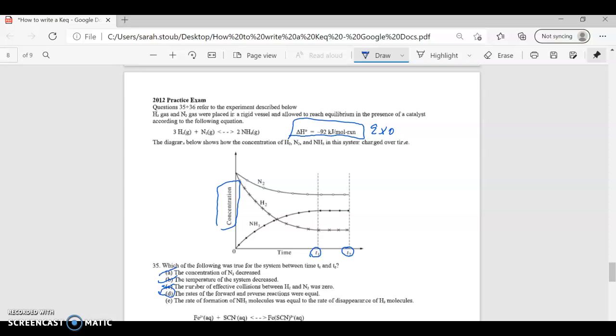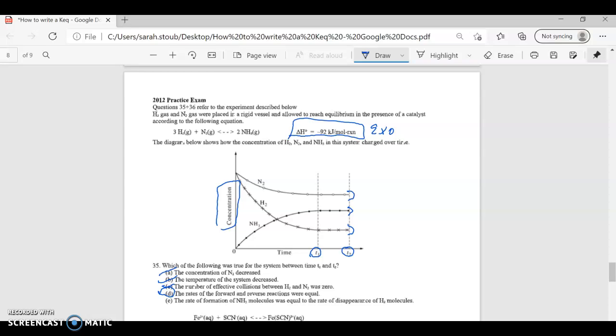The rates of the forward and the reverse reactions are equal, and I know that because we've reached equilibrium here. The amount of N2 and H2 is constant, and same for NH3, which says to me that the reaction is still occurring, it's just that the rate of the forward is the same as the rate of the backward, so it looks like nothing's happening. In other words, the concentrations won't change.